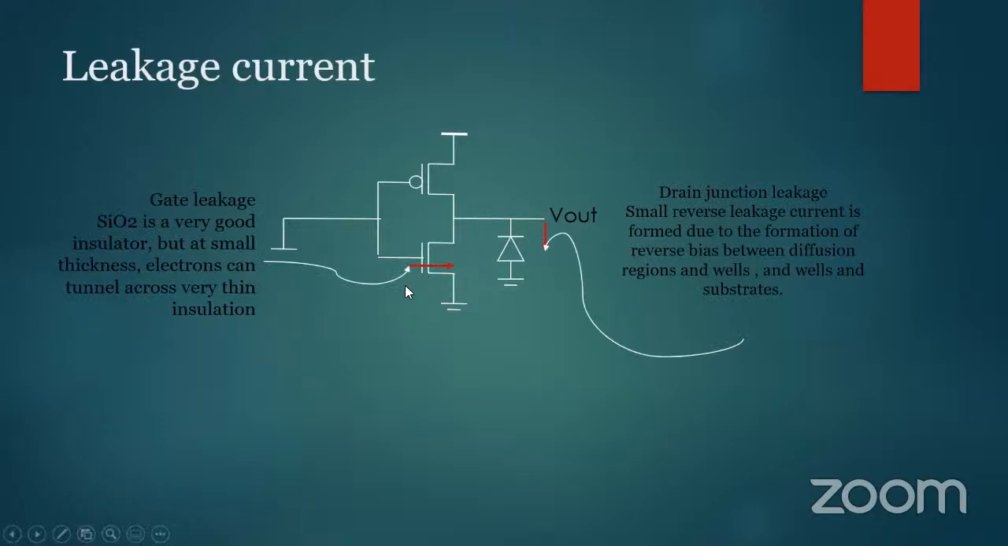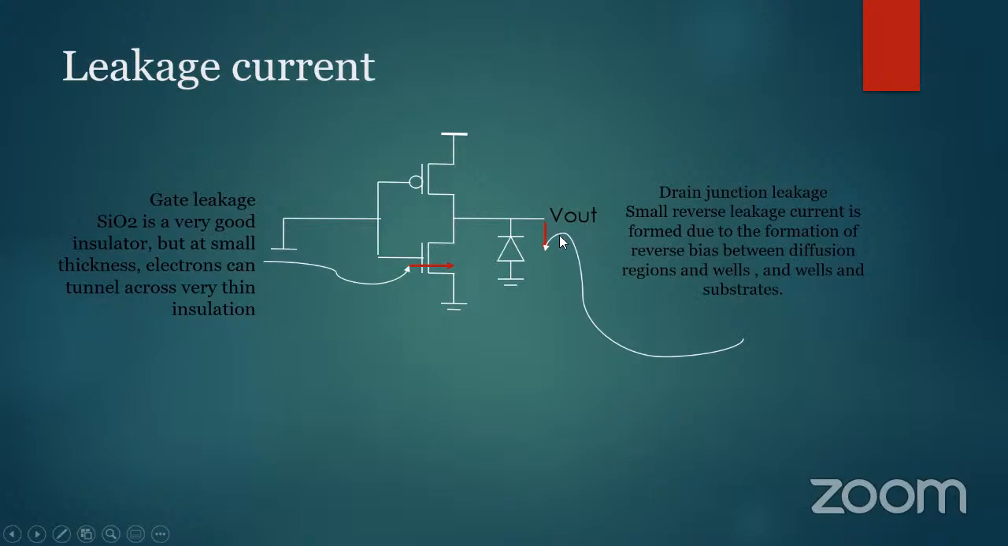This is the NMOS transistor. Gate leakage current will be there because of the oxide layer thickness. Here we have mentioned SiO2 is a very good insulator, but at small thickness, electrons can easily tunnel across this thin insulation. So they form a current even in the standby mode.